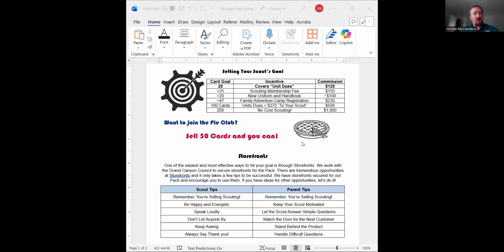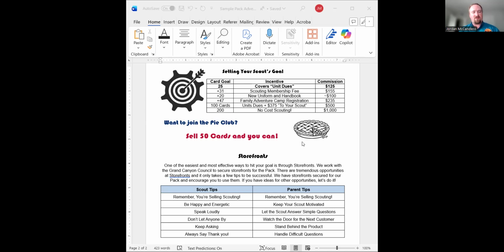And they've also included a couple of other thresholds, including at the bottom, you'll note, if their scouts sell 200 or more cards, that scout gets a full year of no-cost scouting, meaning they've covered their membership fees and they've covered other activity fees that this unit participates in. They've also included another item just below that, that if a scout in their pack sells 50 cards, they get to join the pack's Pie Club.